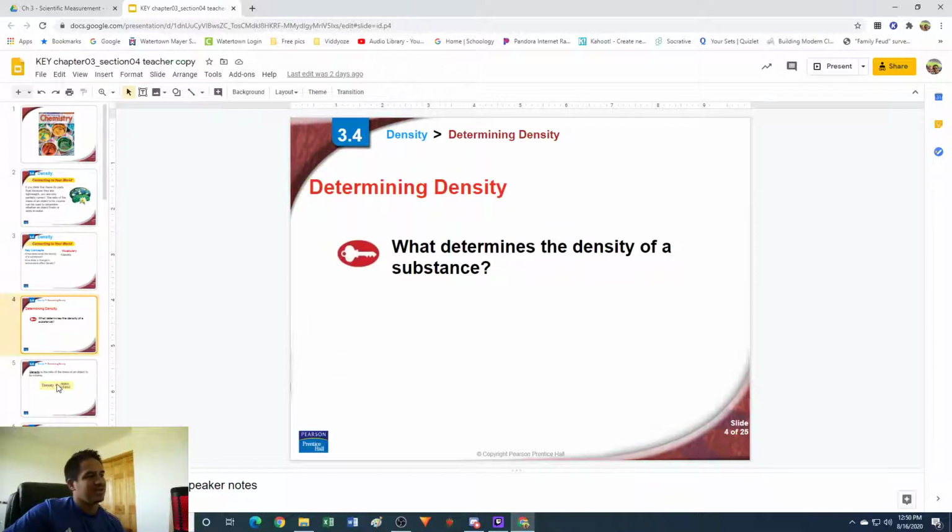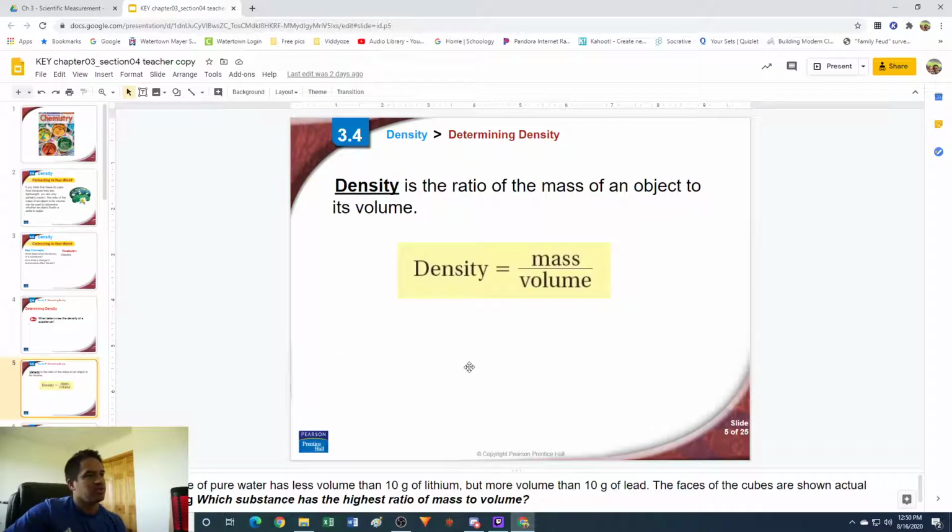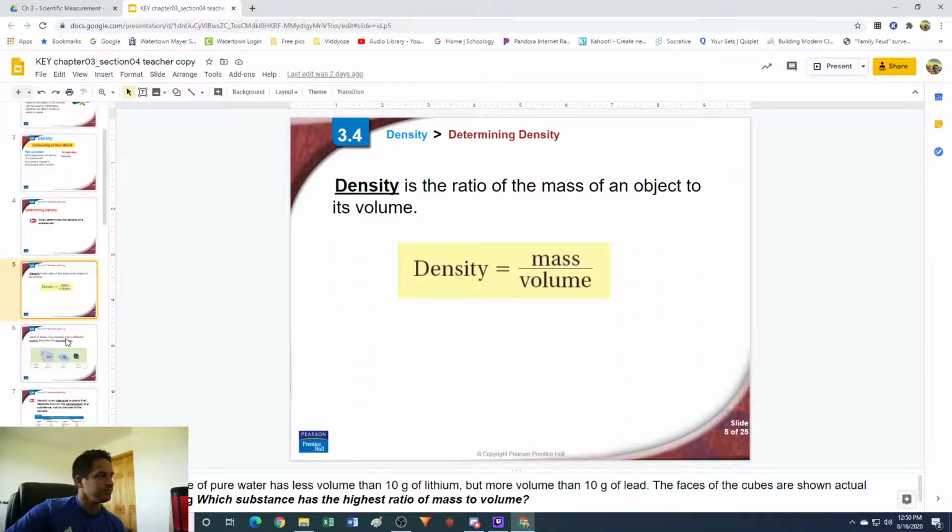So what is density and how is it calculated? Density is the ratio of the mass of an object to its volume. The ratio means a fraction. So our equation for density is mass divided by volume. Mass is usually going to be measured in grams or kilograms. Volume will usually be measured in milliliters, cubic centimeters, or liters.